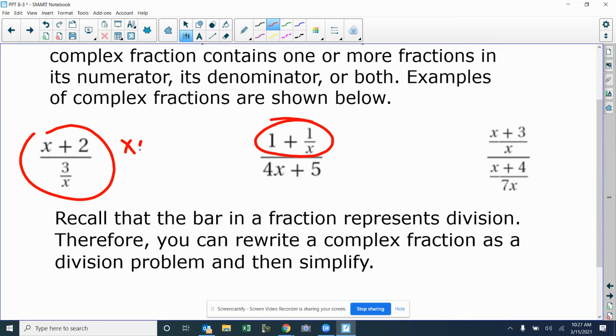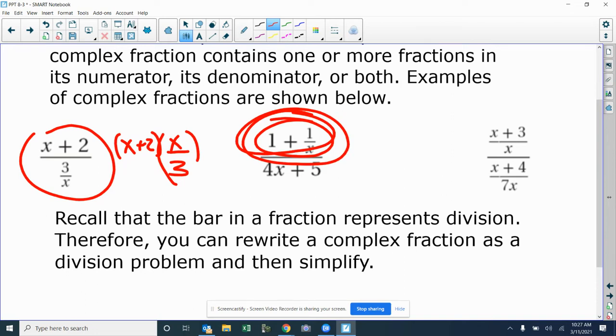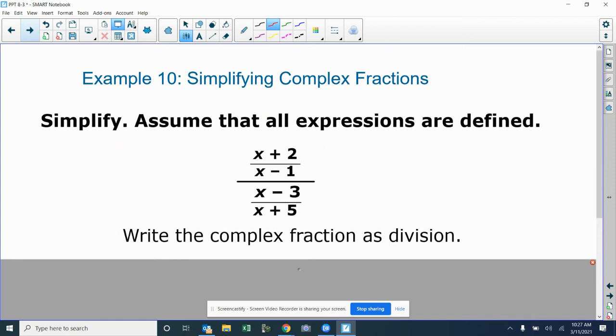This would be x plus 2 times x over 3. That'd be pretty simple. X times x, so it'd be x squared plus 2x over 3, okay? So some of them are pretty simple. But the key here is you're gonna be inverting and multiplying. Now, again, this one, we'd have to add first before we could do that. Let's take a shot at a couple of these.